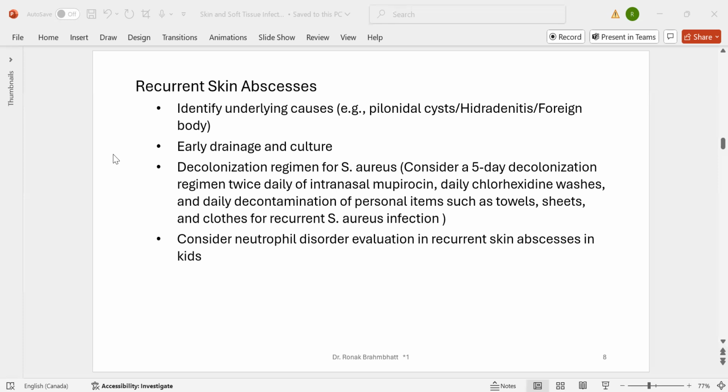Do you guys know about this? This is one of the blueprint categories for QE1 and NAC: health promotion and illness prevention. So that's something you need to know because this can be a high yield question for your QE1 exam. And then you have immunodeficiencies in kids or neutrophil disorders, etc., if you have multiple recurrent skin abscesses.